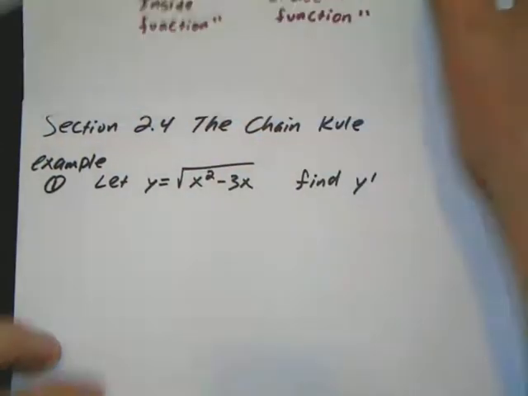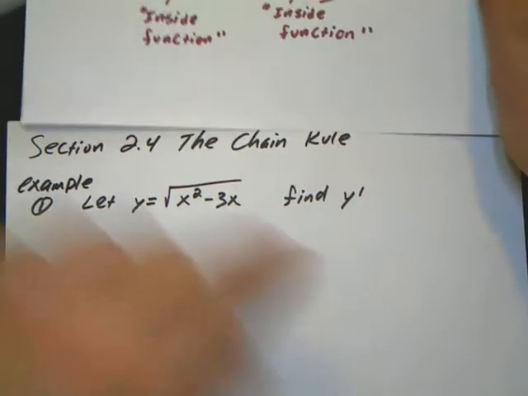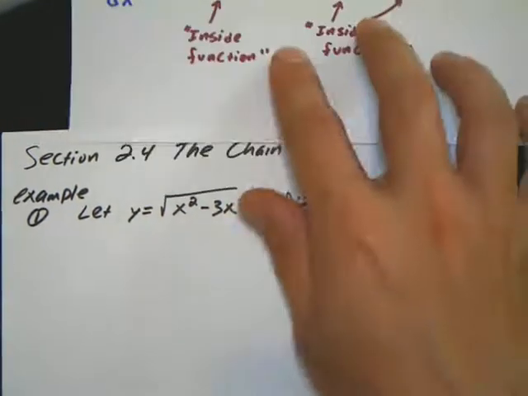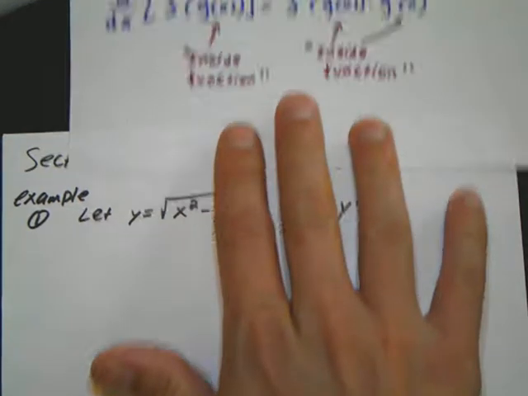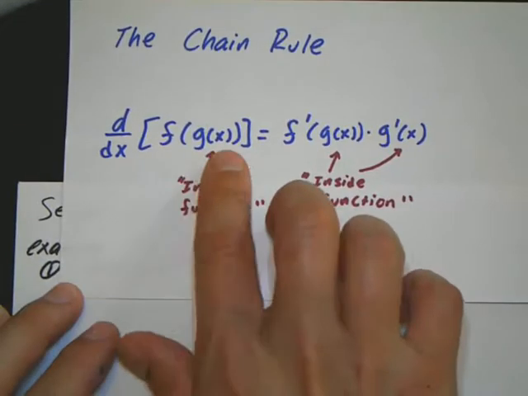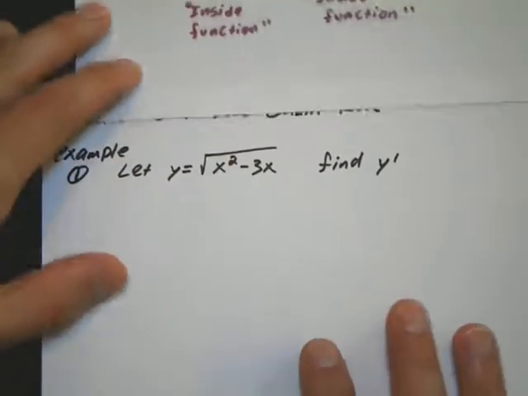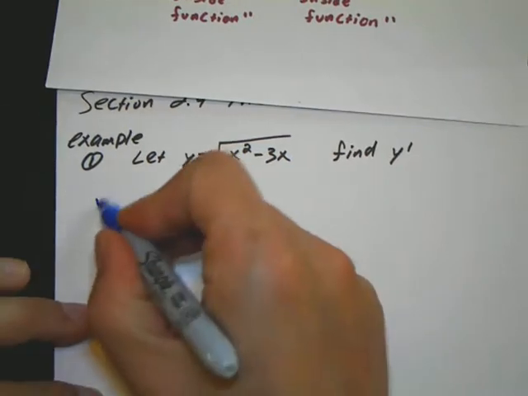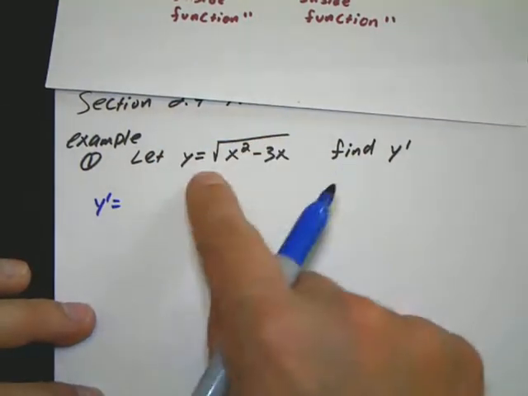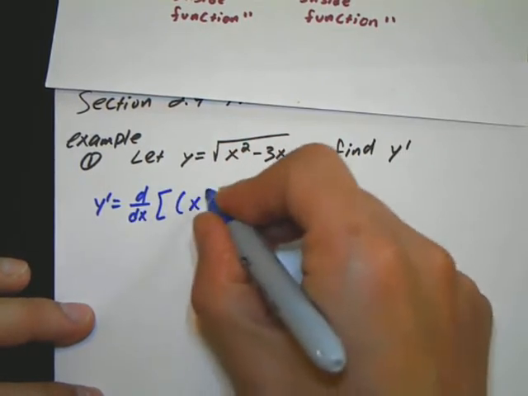So example number 1 deals with y equal to the square root of x squared minus 3x. And I want to find the derivative of that. You kind of think of the inside as x squared minus 3x. That's inside a radical. That's what I mean by f and then g. It's inside the radical you have x squared minus 3x. Alright, so for my derivative, it's going to be y prime equal to. Now all of this is being raised to the 1/2 power. So I'm going to put x squared minus 3x, all being raised to the 1/2.